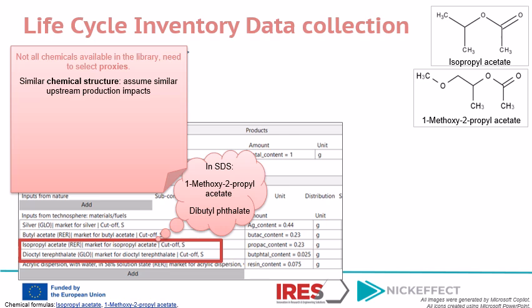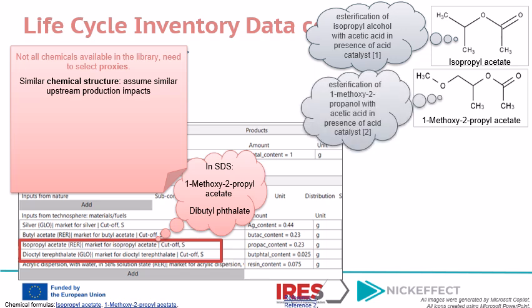So let's look at the first one, where I used isopropyl acetate as a proxy for the second compound. The chemical structure is relatively close, at least it is the closest one I could find in the LCA library. And my hypothesis was not that far off. Both of these materials are produced by an esterification reaction, which includes an alcohol with acetic acid in the presence of an acid catalyst. So actually, indeed, the upstream production process is pretty close between the chemical I needed and the chemical I found as a proxy.